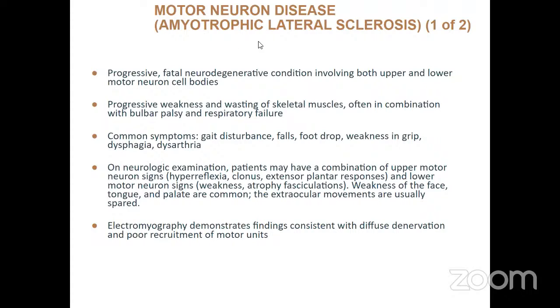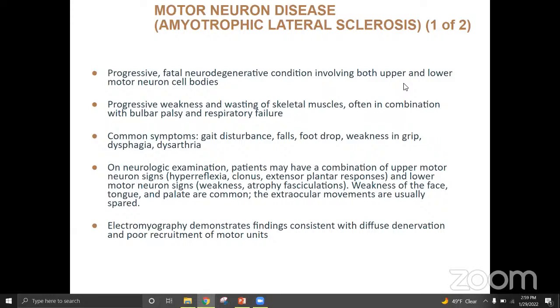Another is motor neuron disease. We call it amyotrophic lateral sclerosis. It is a progressive fatal neurodegenerative disease which involves both the upper as well as the lower motor neuron cell bodies. So we will get features of both upper and lower motor neuron findings. It is a progressive weakness and wasting of the skeletal muscle, often in combination with bulbar palsy and respiratory failure. Common symptoms in this disease are gait disturbances, recurrent falls, foot drop, weakness in the grip, difficulty in swallowing, and difficulty in articulation.